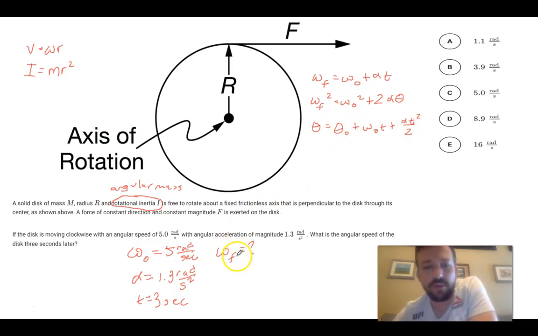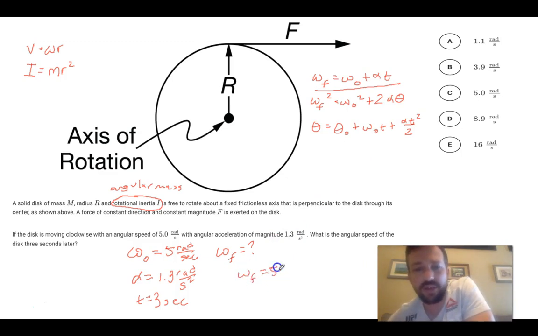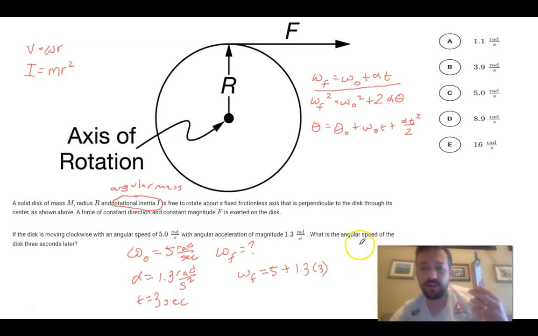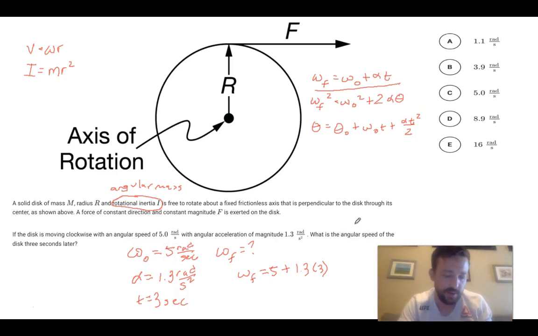I'm looking for omega f. Just look at the things that you have and what will give you this. You might have to use more than one formula. In this case, it looks like I can just use this first formula. It has everything. So omega f is going to be equal to omega naught, which is 5 radians per second, plus alpha, 1.3, that was the acceleration, times the amount of time. Just use your calculator to do this. I can't use the calculator on the computer because it deletes the stuff I've written, so I will be using the one in my hand. And this comes out to 8.9.